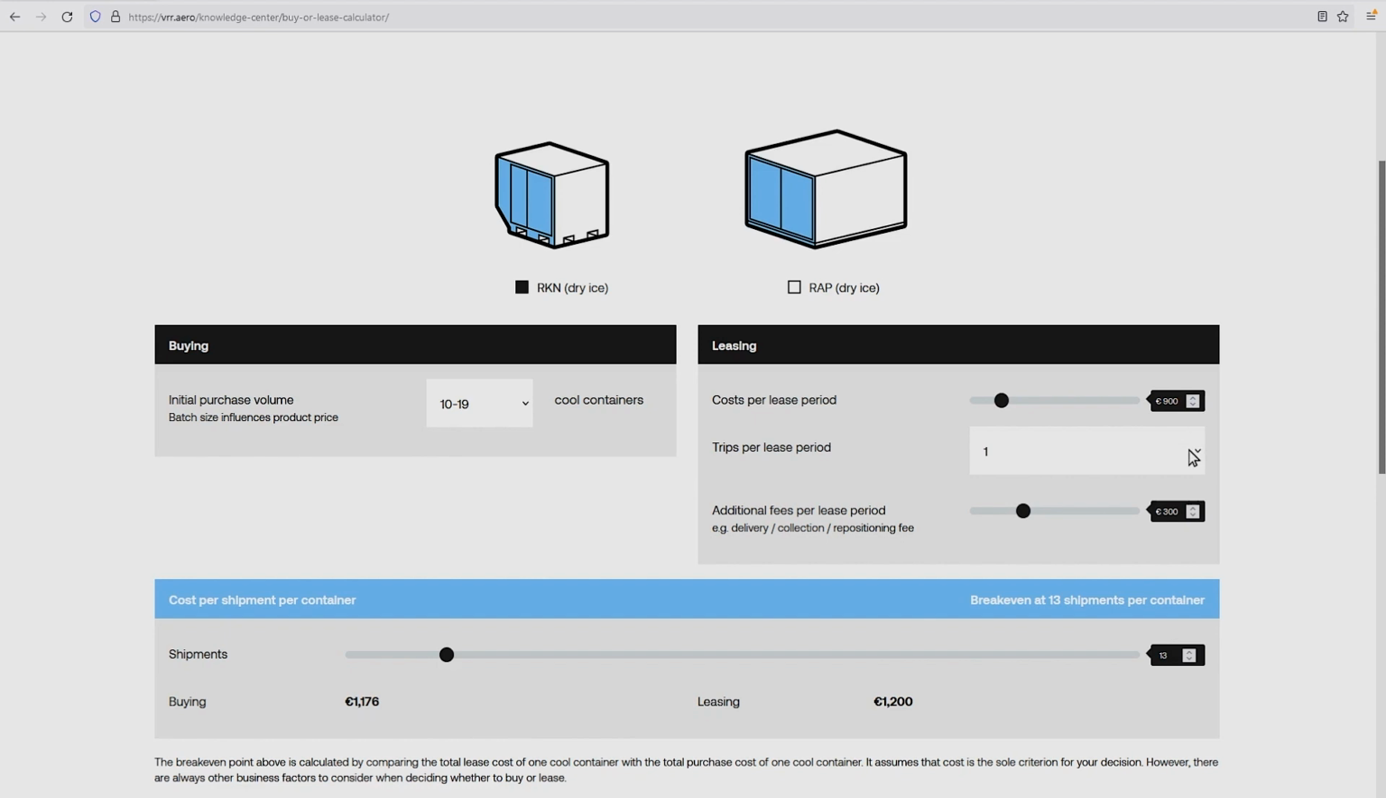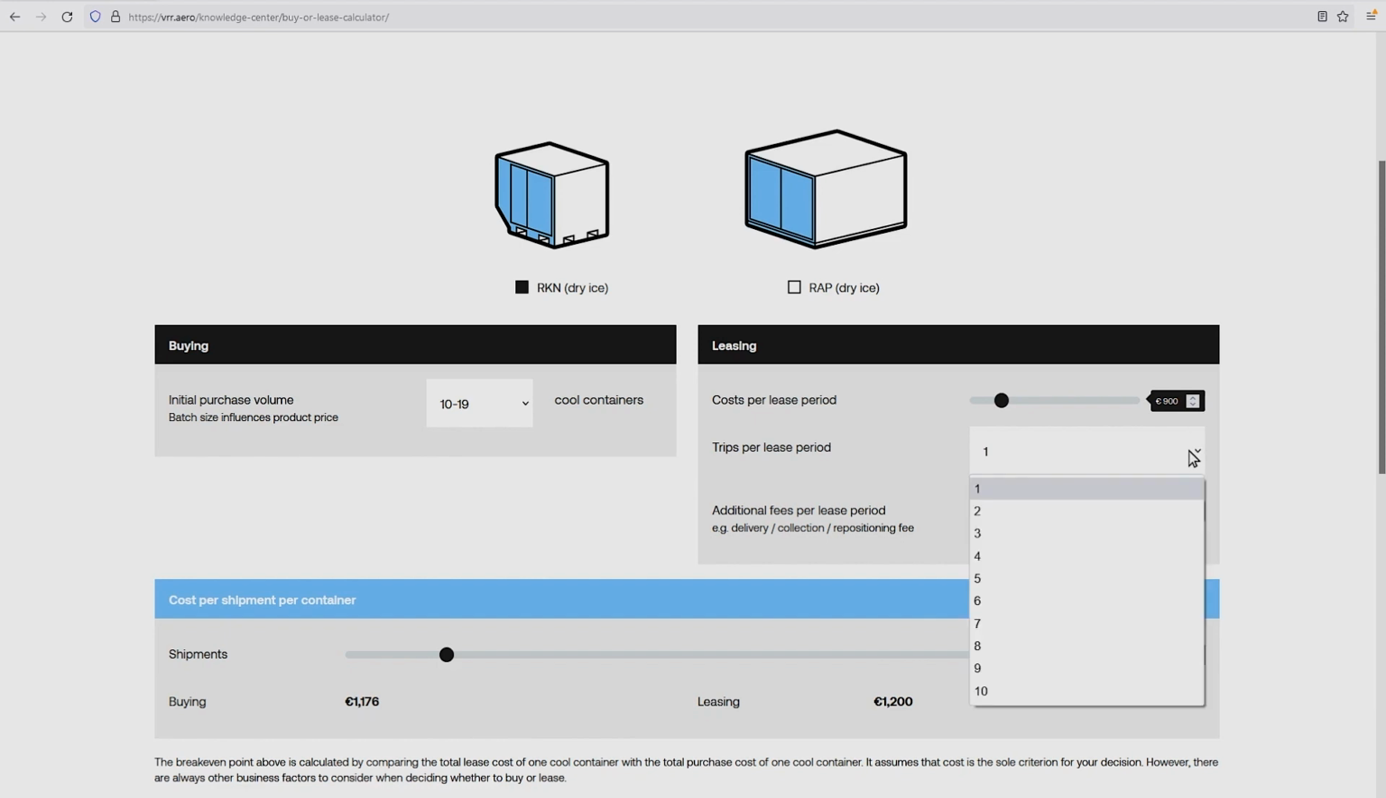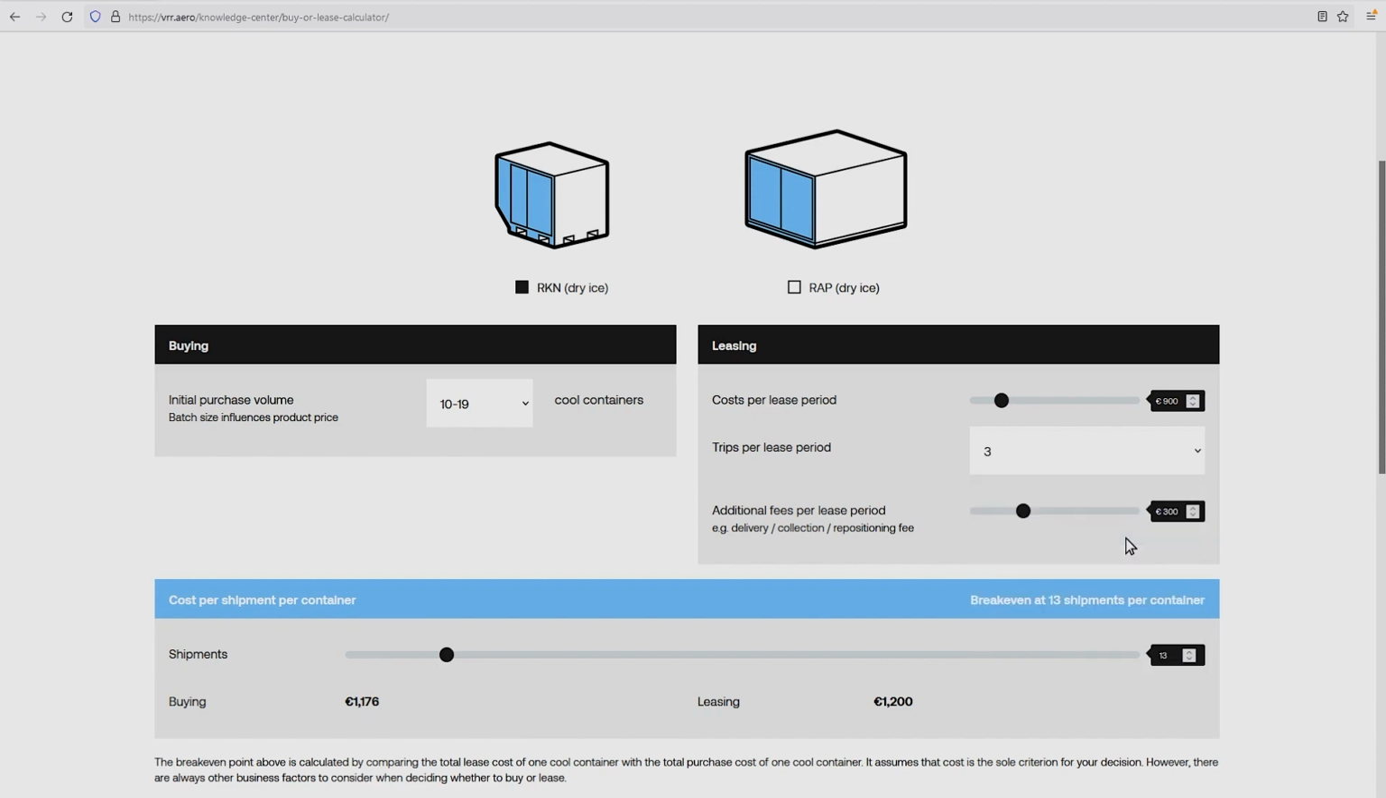The next thing I have to do is to enter the number of trips I plan to make per lease period. Let's make it 3. The last thing I have to do is to enter the cost of any additional fees for the lease period. Let's say it costs 300 euros for each container to be delivered and collected. Okay, I've entered all the data.